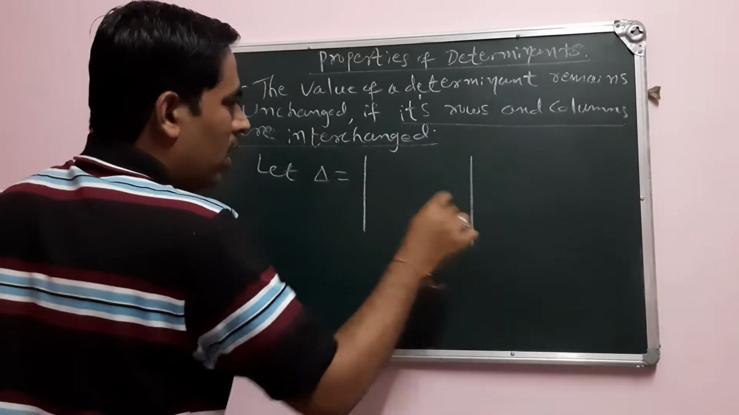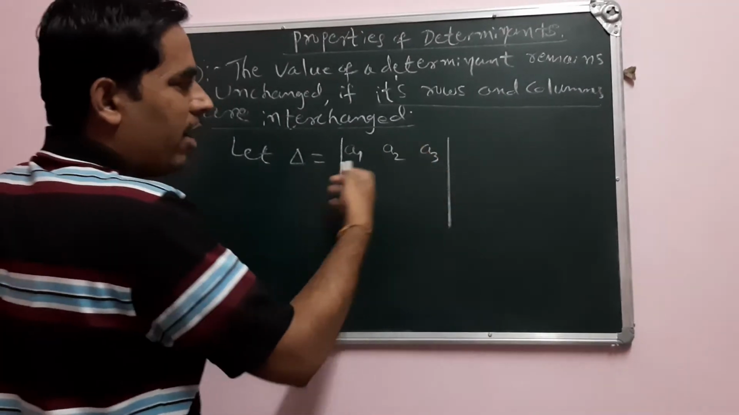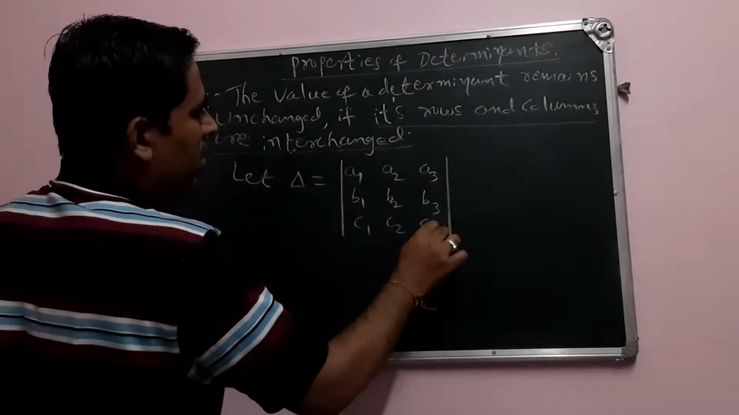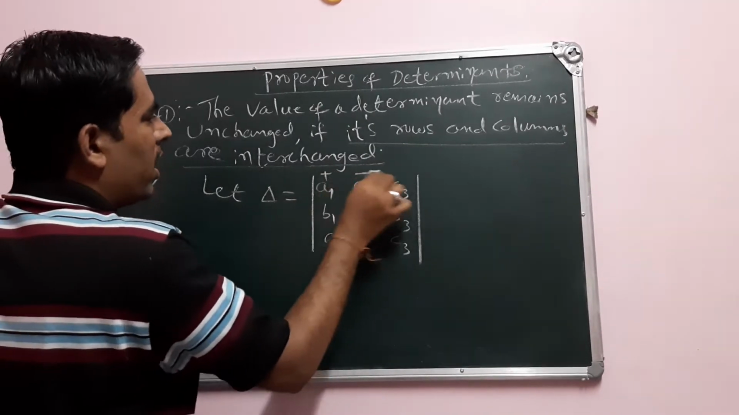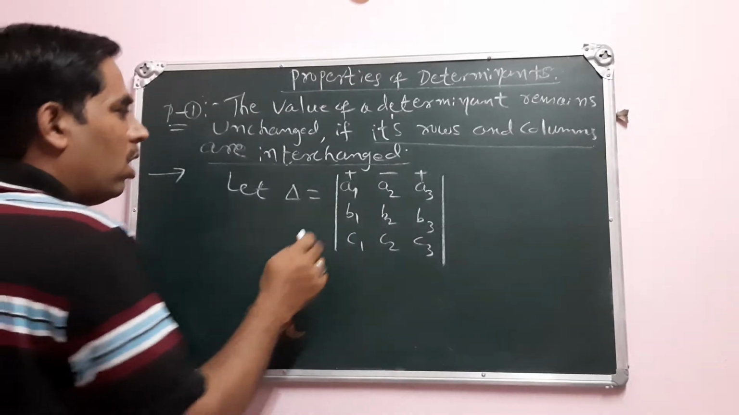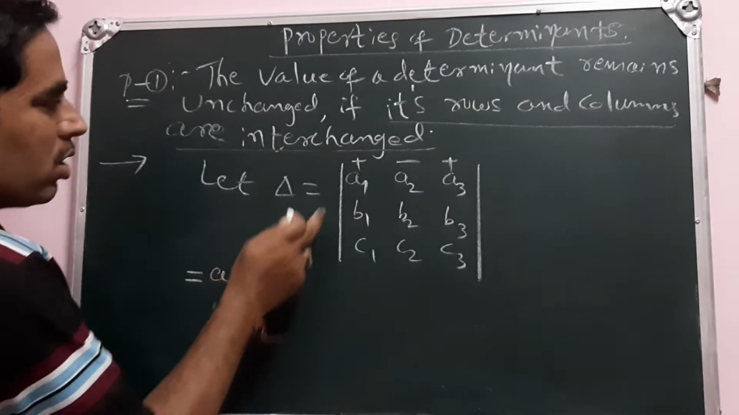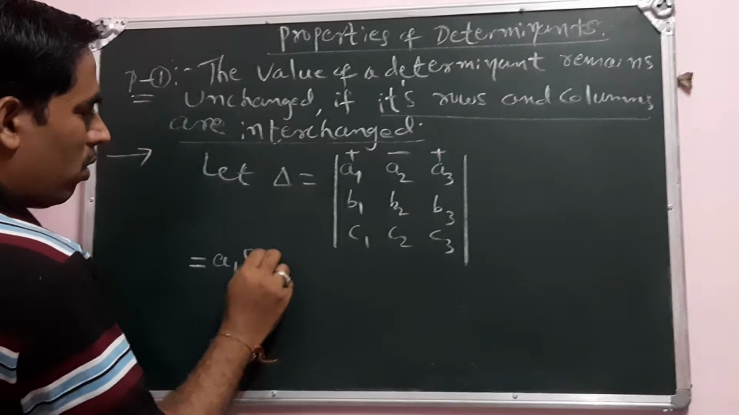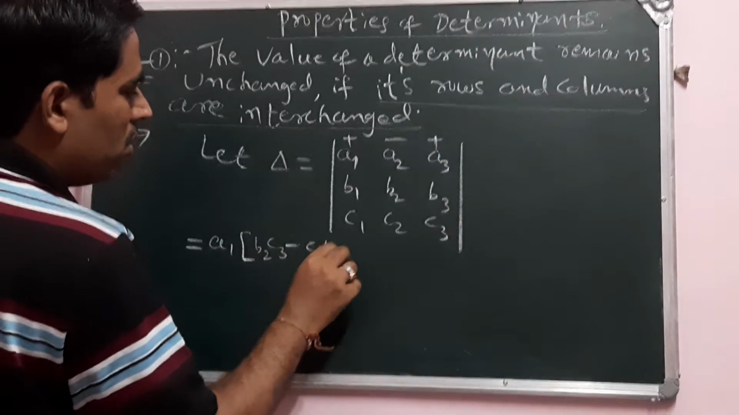Generally I will write A1, A2, A3, B1, B2, B3, C1, C2, C3. This is my determinant of order 3 cross 3. Now let me expand this along the first row. We know how to expand this, so we can write it in one step here. A1, we leave this column and this row, so what we should write? B2 C3 minus C2 B3.